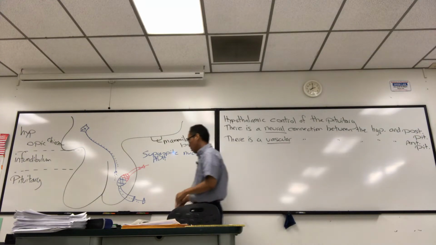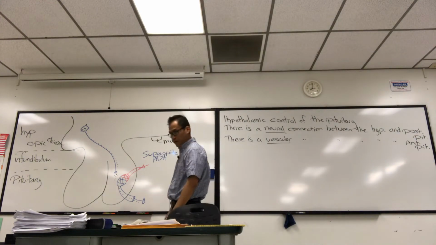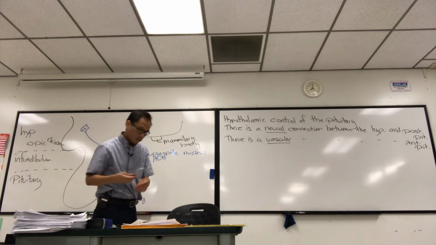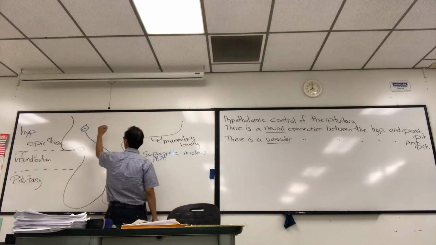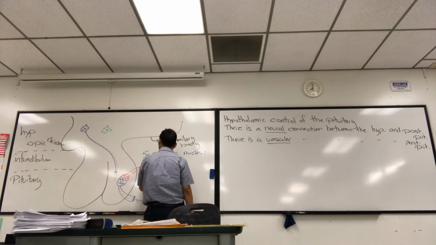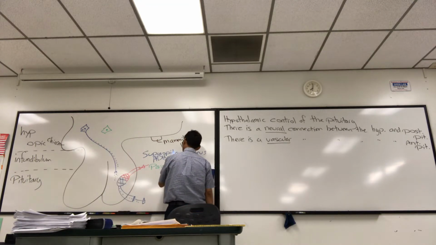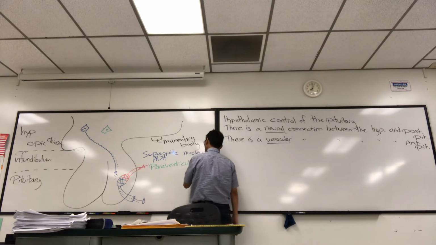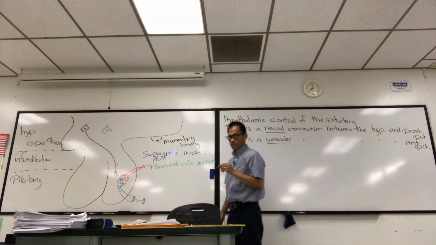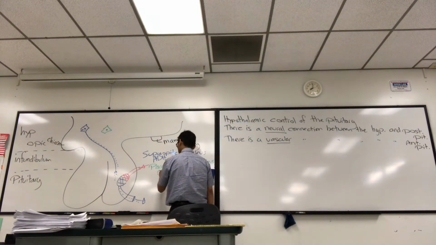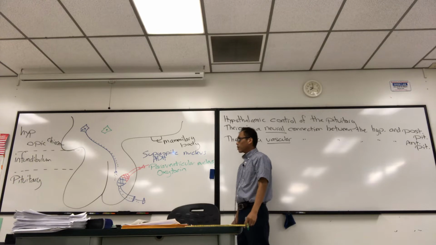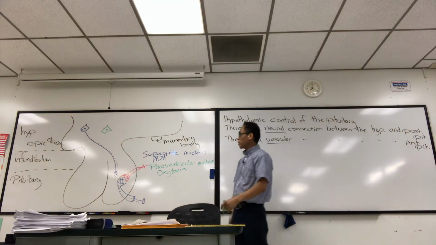There's another nucleus you should know. It's called the paraventricular nucleus. Where's the color? Draw right around here. Paraventricular nucleus. They synthesize the hormone oxytocin. I'll teach you the function of that hormone later. It's made by this nucleus.